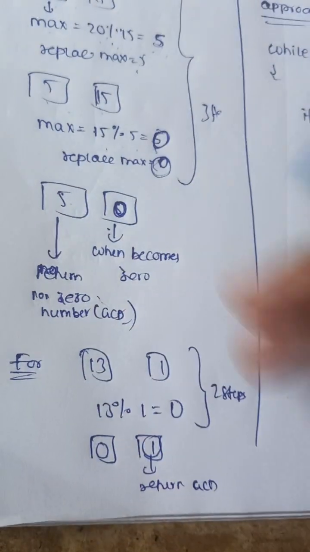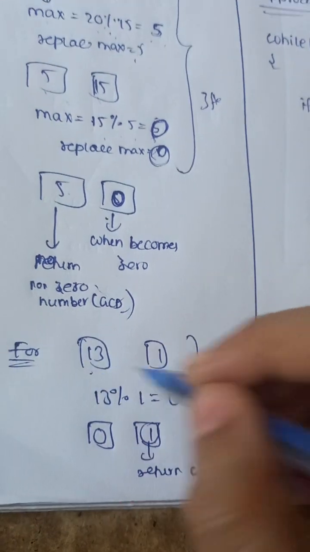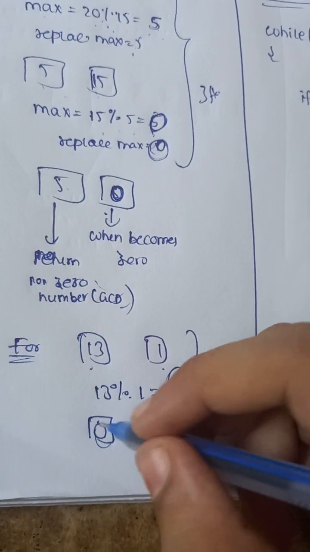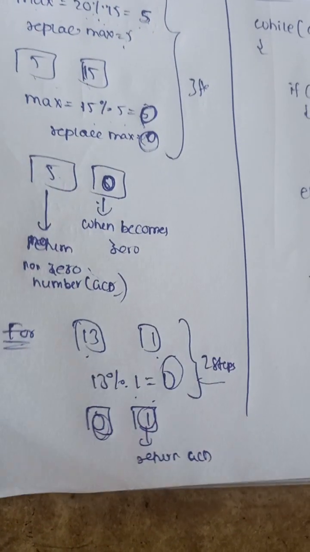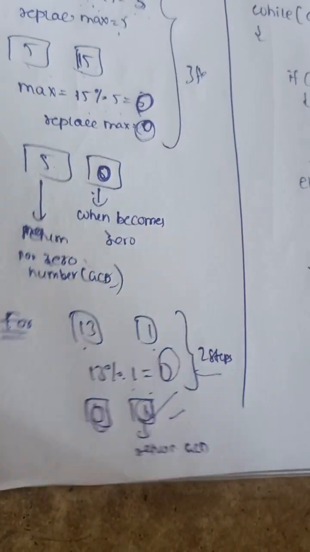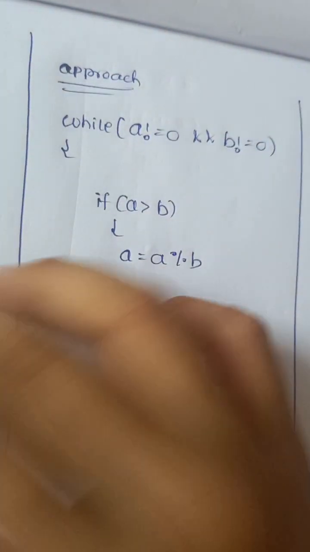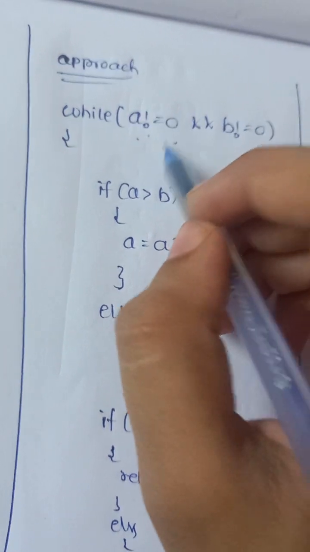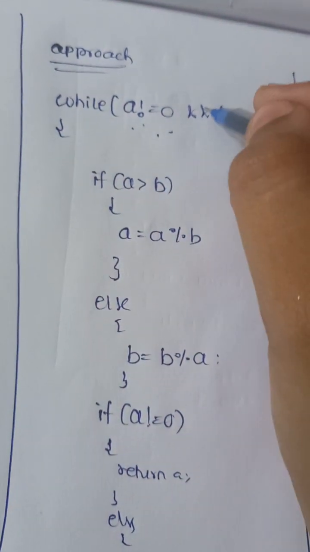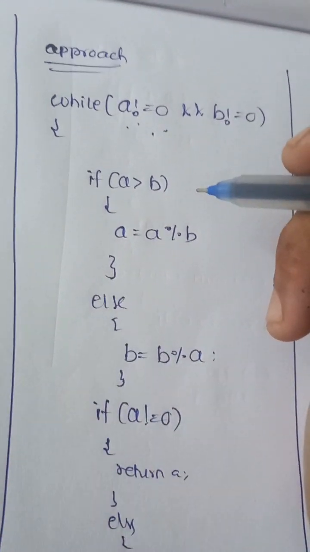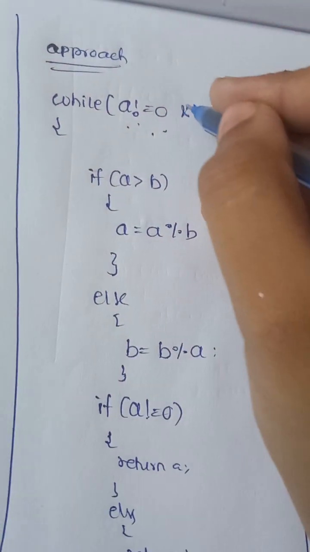So let me take the worst case from before: 13 and 1. 13 % 1 is 0. So it takes just 2 steps, and it will return the GCD as 1. Very efficient, right? So how can we write the approach? We will iterate the loop until A is equal to 0 or B is not equal to 0.